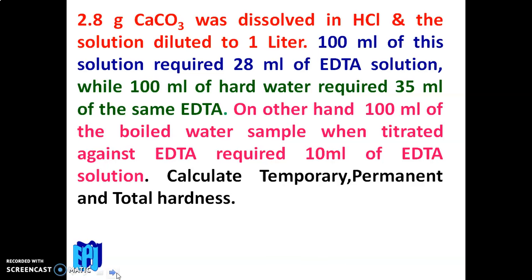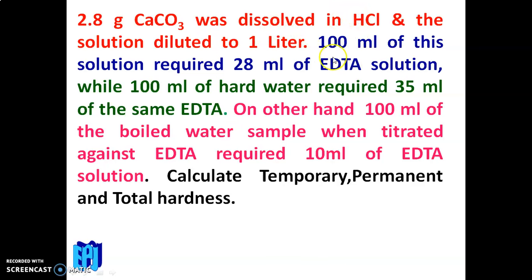Once again, first of all, let us read the first sentence, that is 2.8 gram of calcium carbonate. What is the speciality of this calcium carbonate? The speciality is that calcium carbonate is used as the standard salt for EDTA titration. So 2.8 gram of standard salt was dissolved in HCl. In my last video, the derivation part, I discussed the procedure for that. That is, 2.8 gram of calcium carbonate cannot be dissolved directly in 1 liter of water. So first of all, let us dissolve it in HCl.